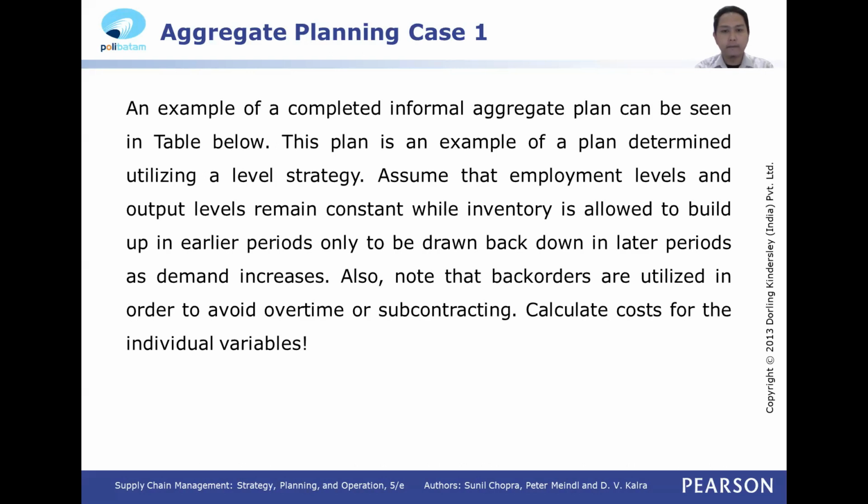Okay, here we have an example of a complete informal aggregate plan, which can be seen in the table on the next slide. This case is an example of utilizing a level strategy. Assume that employment levels and output levels remain constant, while inventory is allowed to build up in earlier periods, only to be drawn back down in later periods as demand increases. Also, note that back orders are utilized in order to avoid overtime or subcontracting. And the question is, calculate the cost for the individual variables.